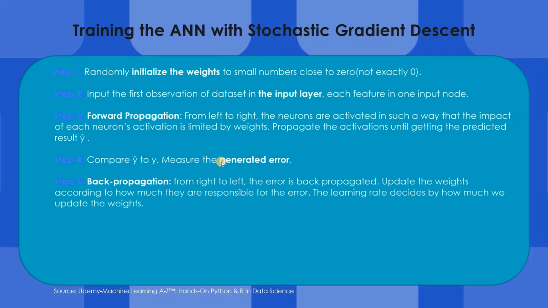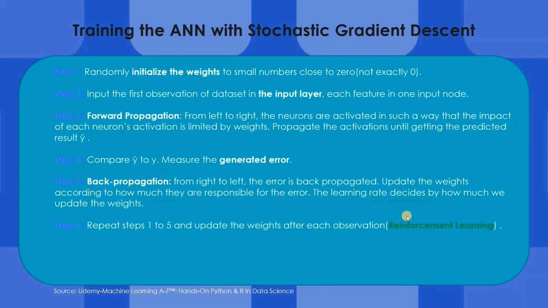Then you pass this measured error back into the neural network. This is known as back propagation, from right to left. The error is back propagated and the weights are updated according to how much they are responsible for the error. Accordingly, whenever we forward propagate again, the activation function will choose what to do. Then there is the learning rate, one of the parameters in the function that we'll talk about in the practical part. The learning rate decides by what factor we update the weights.